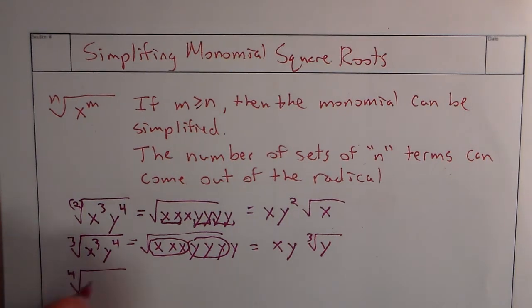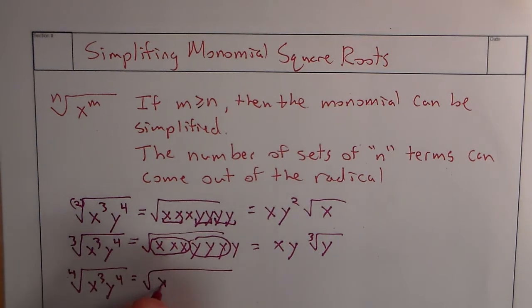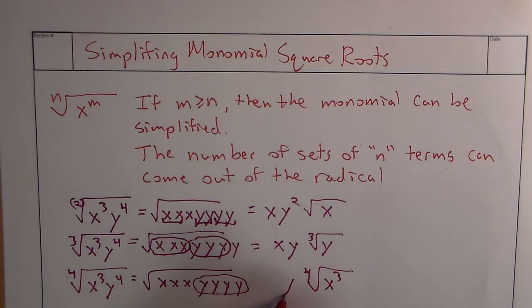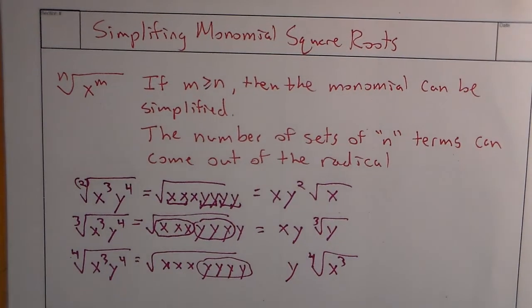Well, if we went to the 4th root of x to the third, y to the 4th, I don't have a set of 4 x's, so that actually is going to stay in to be x to the third. My 4 y's here are going to come out, and that's going to give us a set of y's on the outside. So depending on the index of the radical, it changes how it's going to simplify.